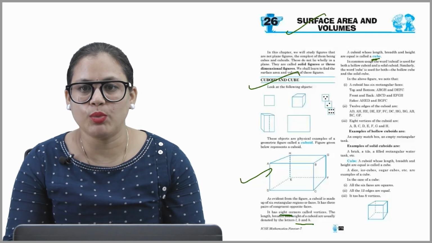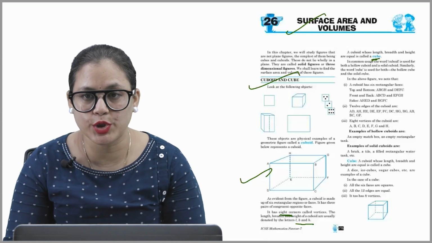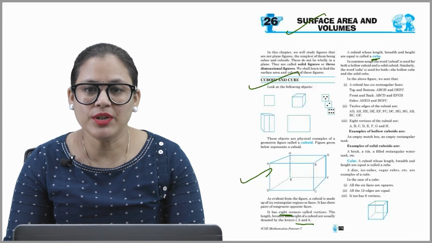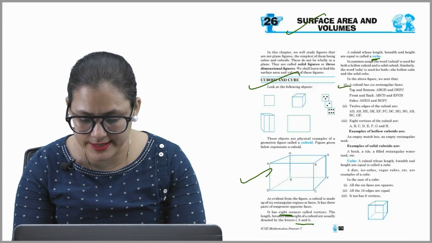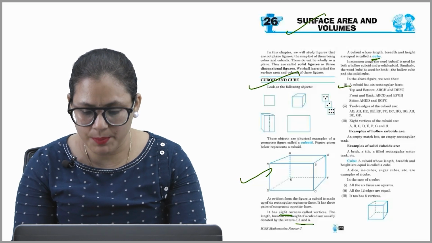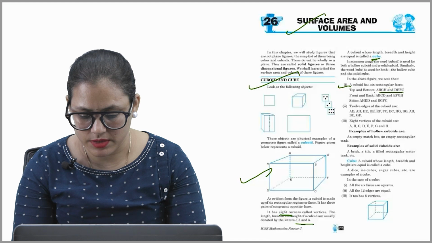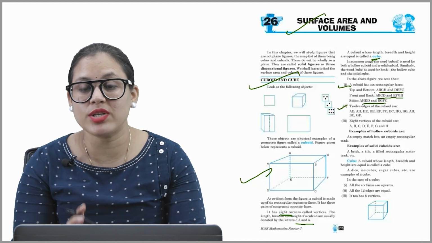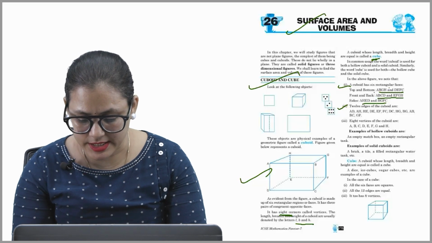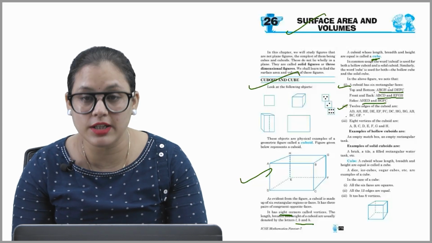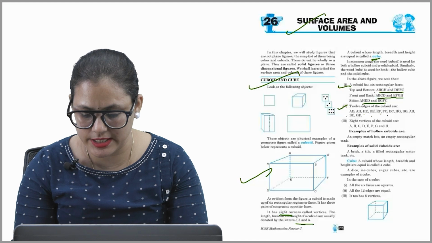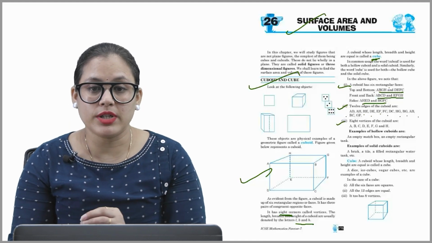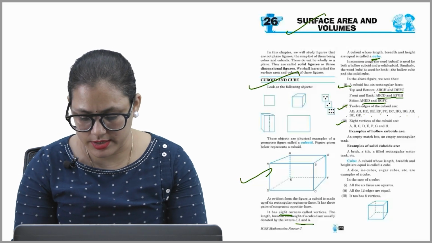In common usage, the word cuboid is used for both a hollow cuboid and a solid cuboid. Similarly, the word cube is used for both the hollow cube and the solid cube. In the above figure, we note that a cuboid has 6 rectangular faces: top and bottom, A, B, G, H and D, E, F, C. Front and back are given here and sides are these. The 12 edges of the cuboid are AD, AH, HE, DE, EF, FC, DC, HG, BG, AB, BC and GF. And the 8 vertices of the cuboid are these, okay.